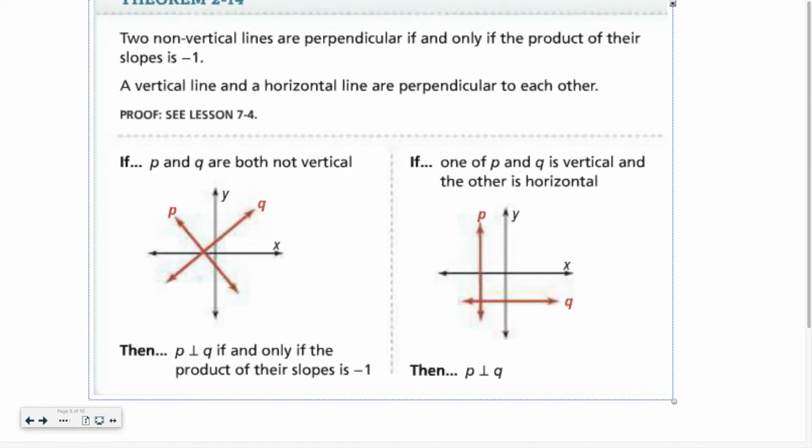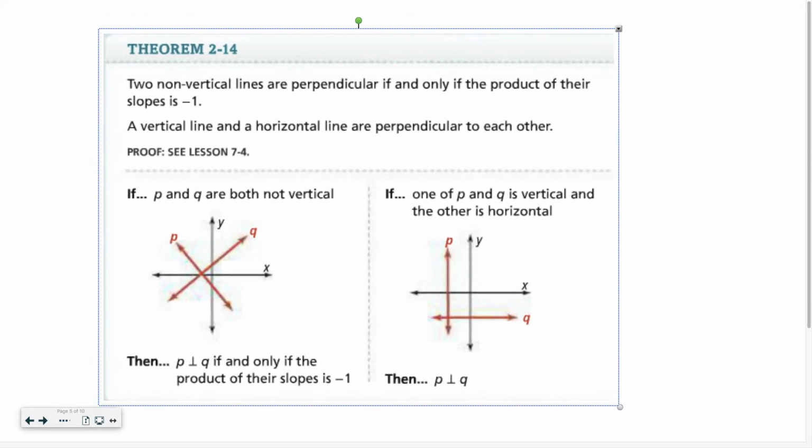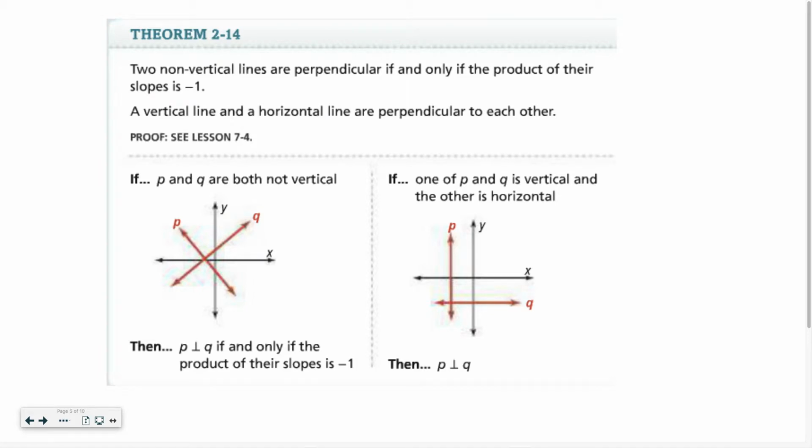Alright, so that's parallel lines. Let's talk about perpendicular lines. So any two non-vertical lines, so again on the left, are perpendicular if and only if the product of their slopes is negative 1. Remember, product means to multiply. So if we multiply their slopes together, we should get negative 1. Or last year I used the phrase, they should be opposite reciprocals.